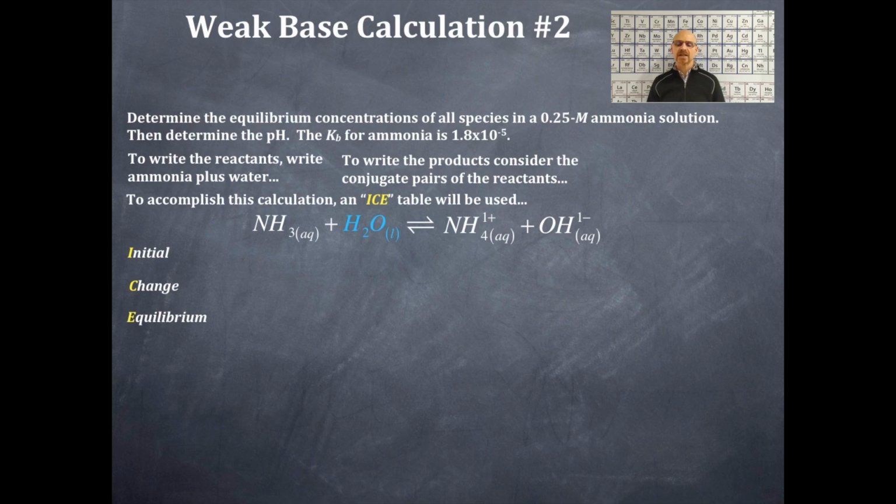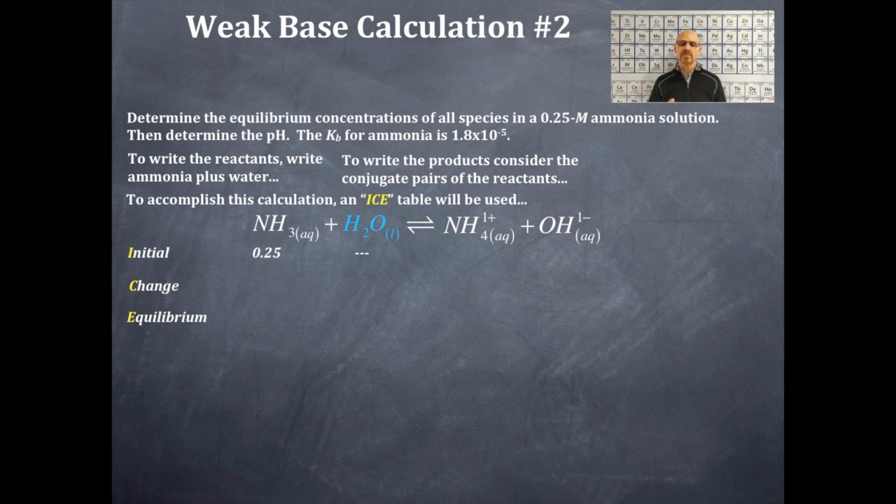Initially, what we have in this problem is 0.25 molar ammonia, so I'm going to place that right where the ammonia is initially. Initially, how much water do I have? Well, it really doesn't matter, because water is a liquid, and liquids are not included in K expressions of any kind. So I'm going to delete that, or ignore it, if you will.